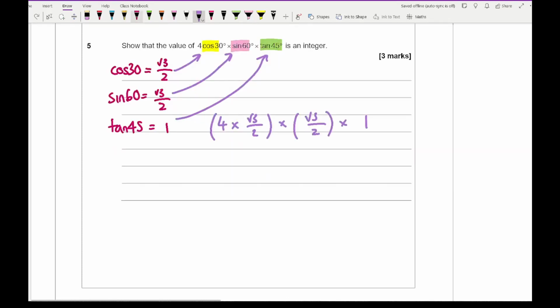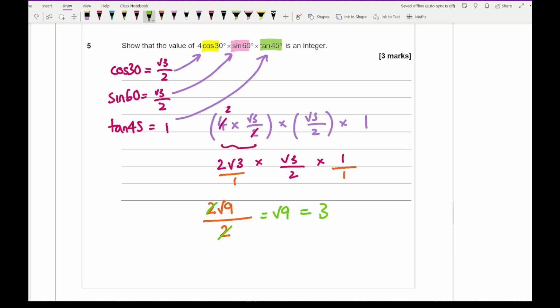Then simplifying each of these, the 2 cancels with the 4, so that leaves me with 2. So this then becomes 2 root 3 times root 3 over 2 times 1. Then if I just simply convert all of those into fractions, I get 2 times 1, which is 2. Root 3 times root 3 is root 9. And then multiplying all the denominators together, I get 1 times 2 times 1, which is 2. And the 2s then cancel, so all I'm left with is root 9, which is 3, which is my integer.